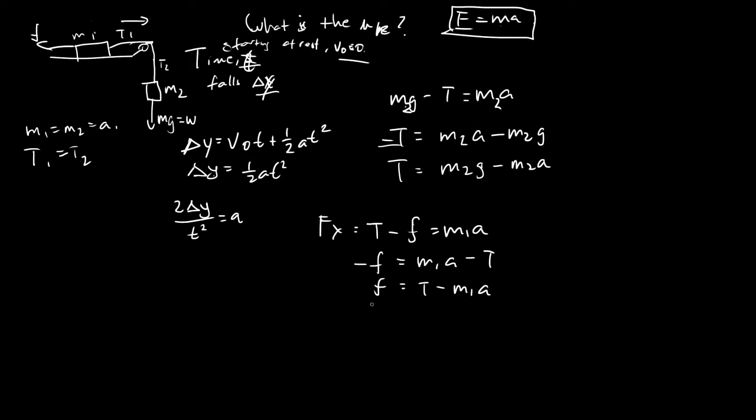So we calculated T and we calculated what A is. So what we have to do is just substitute in. We know the value for A and we know the value for T. So the total force of friction is just equal to T, which is m2g minus m2a, minus M1 times acceleration, which is 2 change in y over t squared, equals the force of friction.